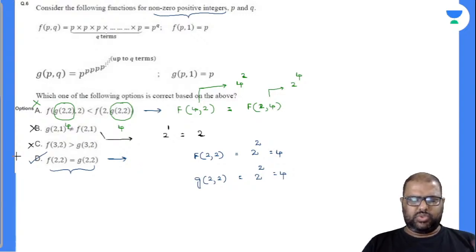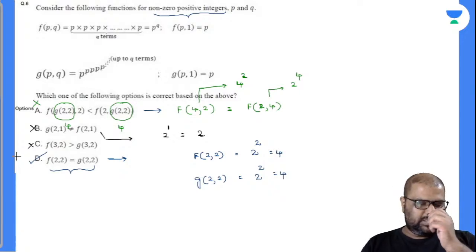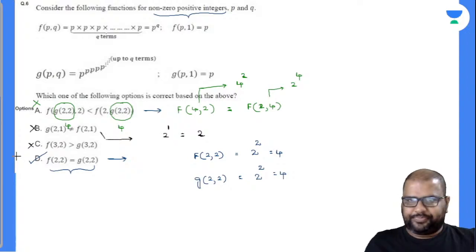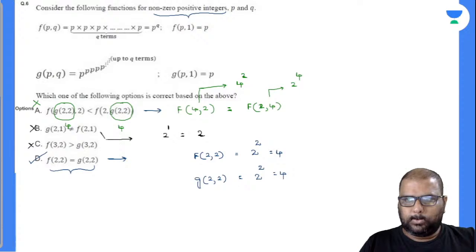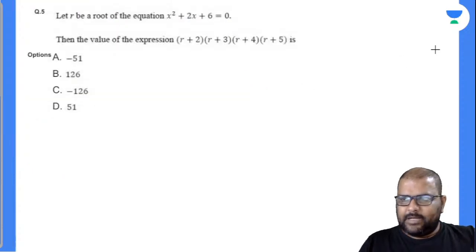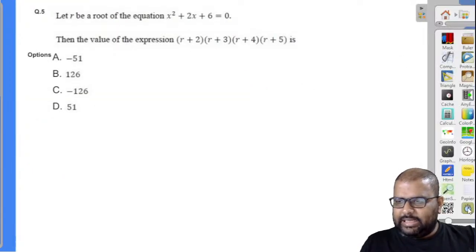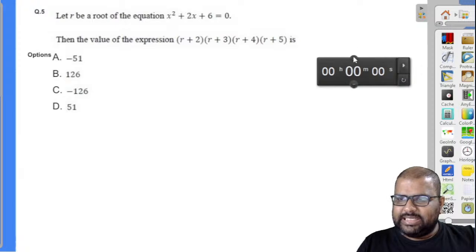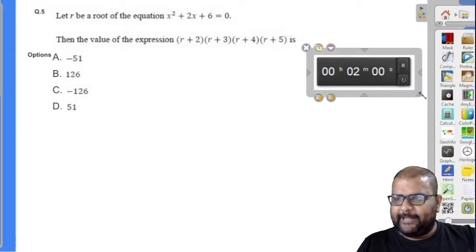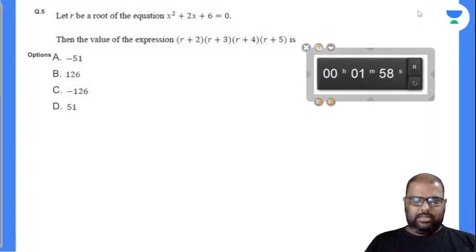Is it clear? 99% of the mechanical students have left this question. Nobody has solved this. Most of the students didn't solve this. Yes. Now try this. This is also a GATE 2022 question which was asked in the CSE category, Computer Science category. Let's see.